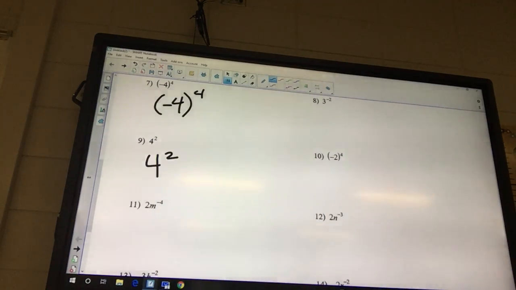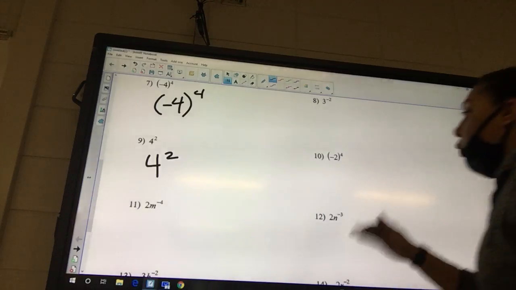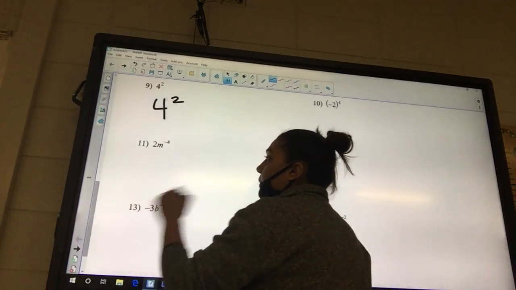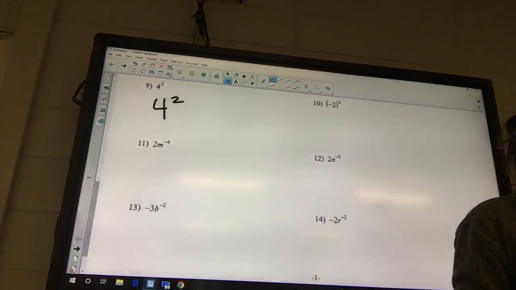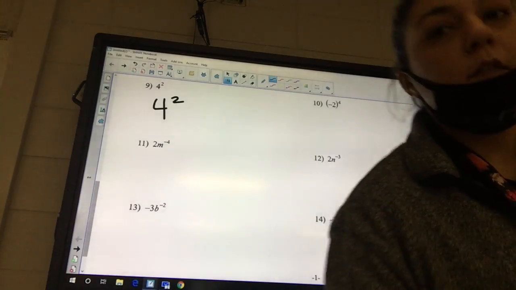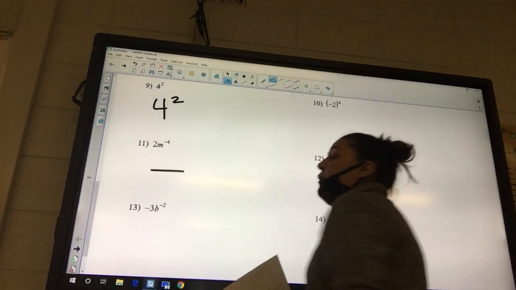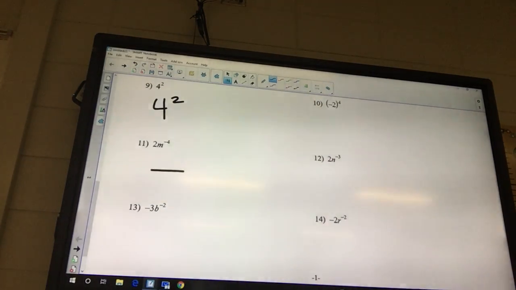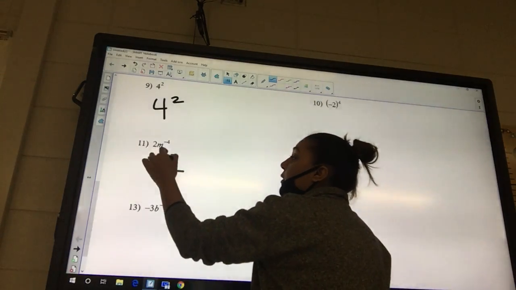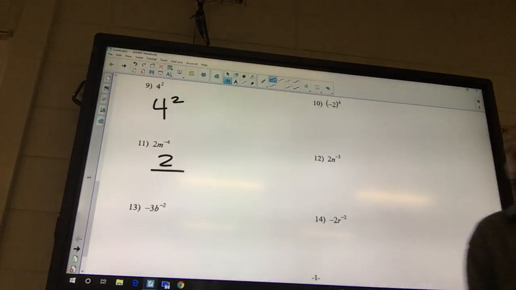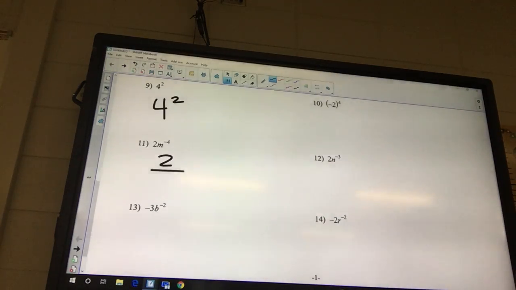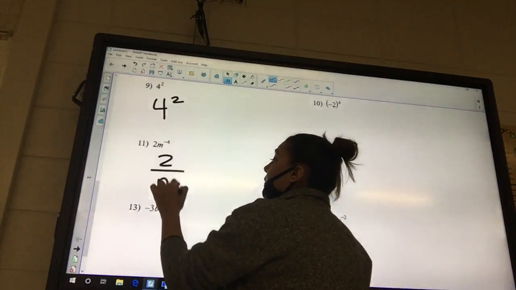11. Yes, 11 does. Okay, what do we do with negative exponents? Make it into a fraction and move it up. We got to make it a fraction and move it. So draw your fraction bar, that's the easiest way. Does the 2 need moved? No. We're not moving the numbers. So the 2's there. The m to the negative 4 does need moved. It's on the top, so where should it go? On the bottom.